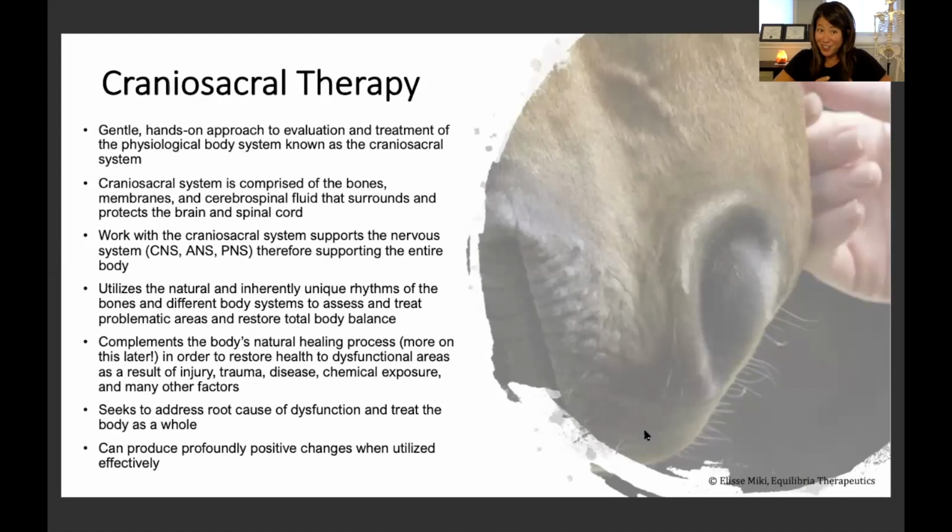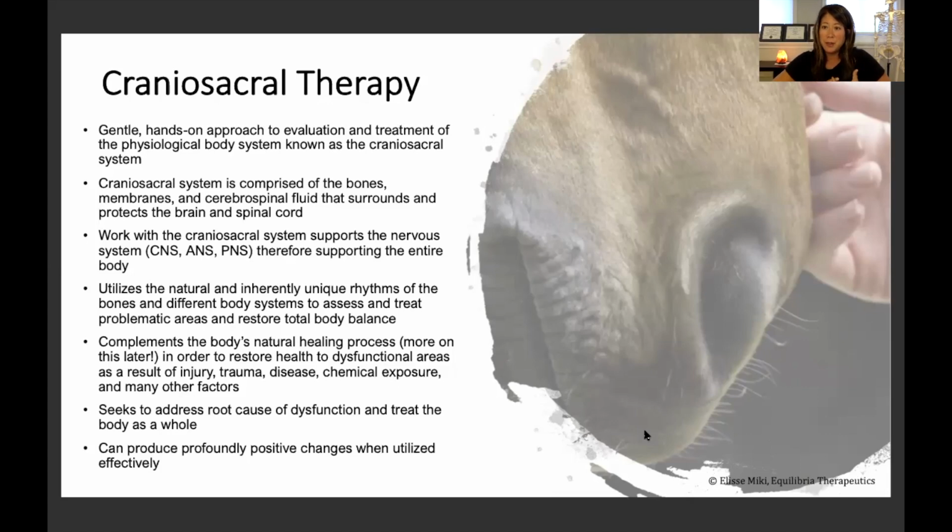It is a gentle, hands-on approach to evaluation. So when we say gentle, we mean gentle. There's no forceful mobilizations in cranial. There's no adjusting. That's more of a chiropractic terminology where you're going to adjust bones. In craniosacral therapy, we are gently inducing movements into the bones.